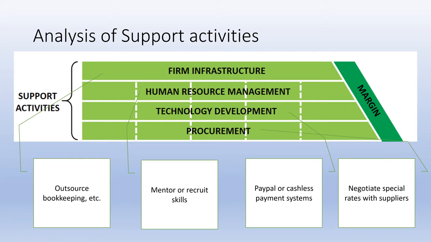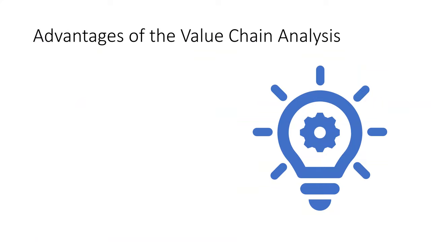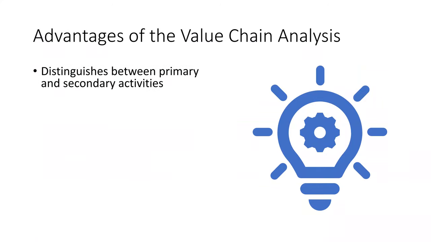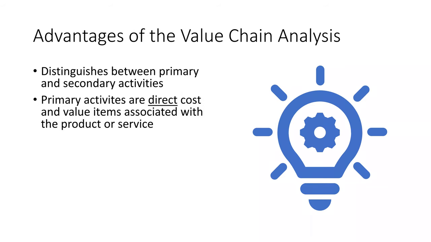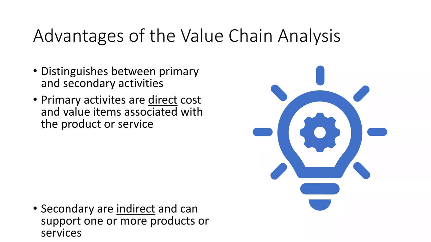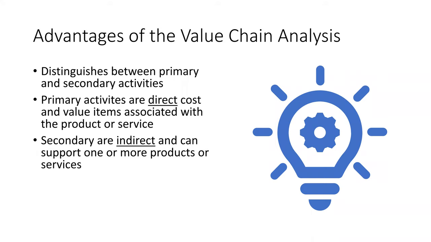So what are the advantages of the value chain? The value chain allows us to distinguish between primary and secondary activities. I hope that's come across. I've repeated it a lot of times, but I'm just repeating it here. Primary activities are direct costs and value items associated with the product or the service that you're delivering. It's a direct cost, and you allocate those costs to individual products. Secondary activities are indirect and can support one or more products.